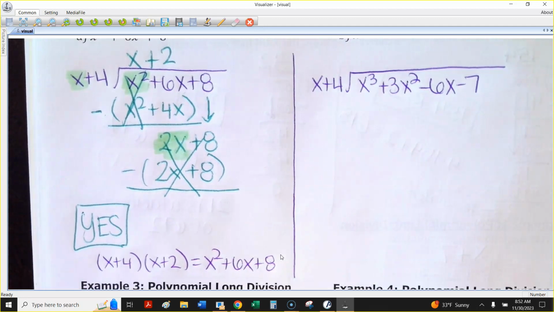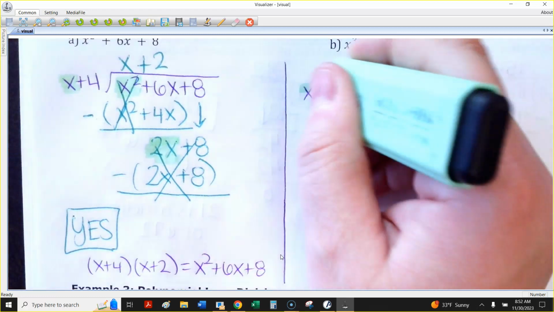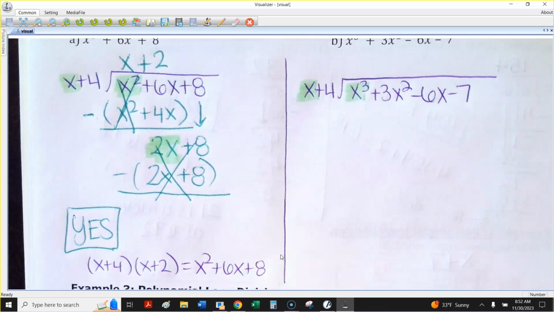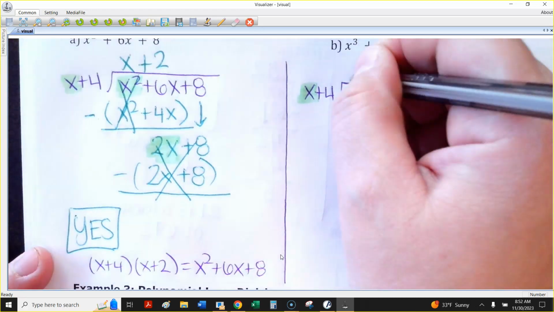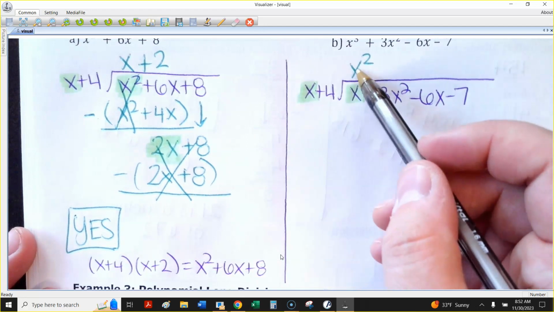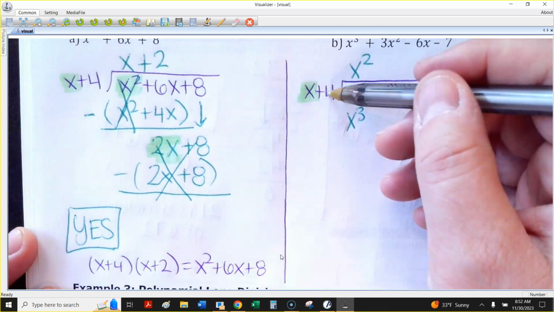All right, so we're going to do one more. This one's got a little bit higher power of x here. So what would I need to multiply x by to turn it into x cubed? X squared, heck yeah. All right, so x squared. Now that gets multiplied by both guys on the outside. So x squared times x would give you x cubed, that's what we want. X squared times 4 is 4x squared.